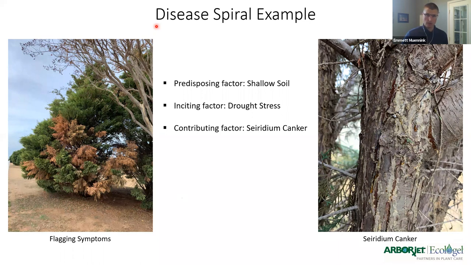It was predisposed because of the shallow soil. Then it got hit by drought stress, which is going to happen basically every year in Texas. And then finally, the contributing factor, Seiridium canker, hit the tree and is leading it to die.